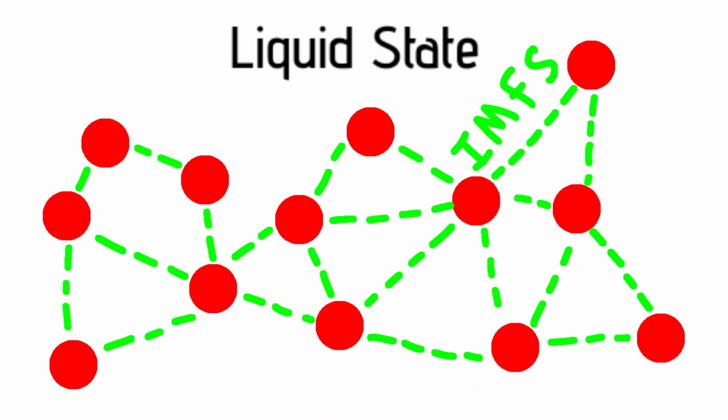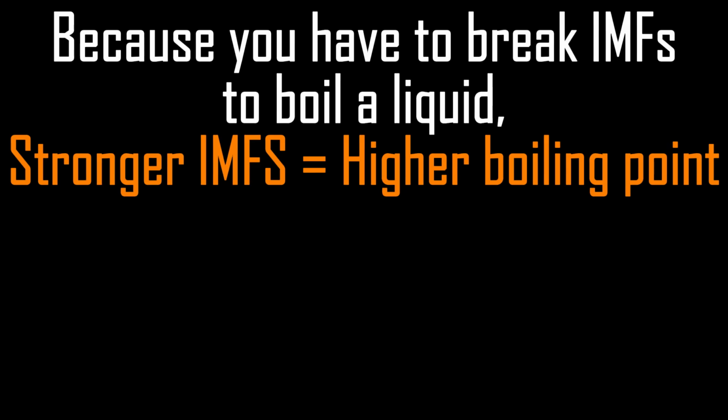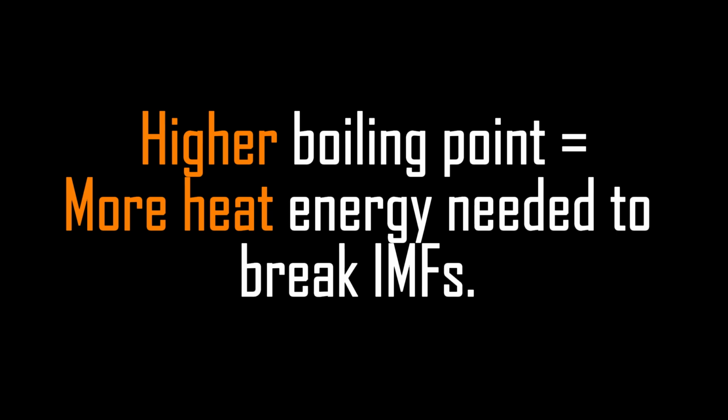Intermolecular forces also affect things like boiling point and vapor pressure. When covalent molecules are in their liquid state, intermolecular forces are holding the molecules together. In order to turn covalent molecules from a liquid to a gas, you have to boil them. Boiling the liquid breaks all the liquid's IMFs and turns it into a gas. The stronger the intermolecular forces are in a molecule, the higher its boiling point, with the boiling point being the temperature you need to heat a liquid up and boil it. A higher boiling point means that more heat energy is needed to break the IMFs in a liquid.